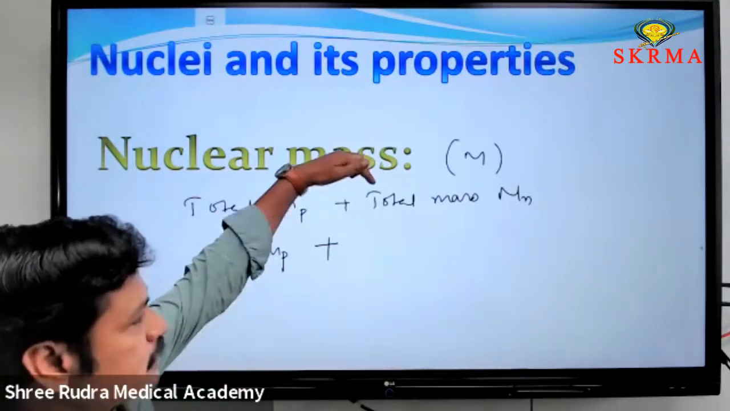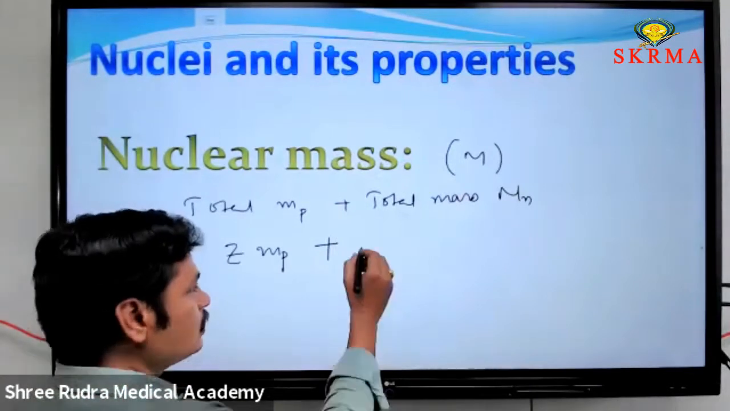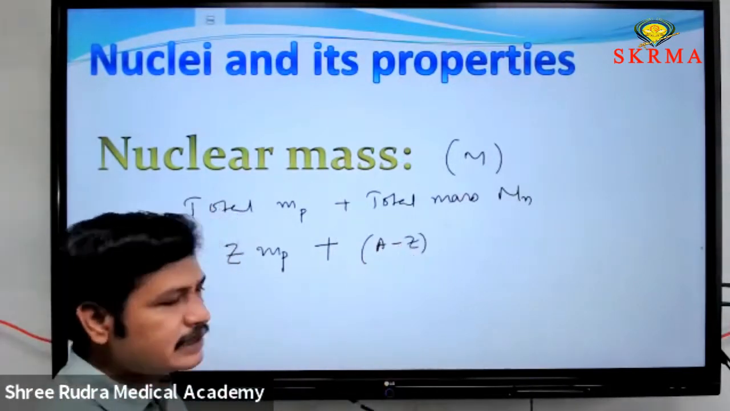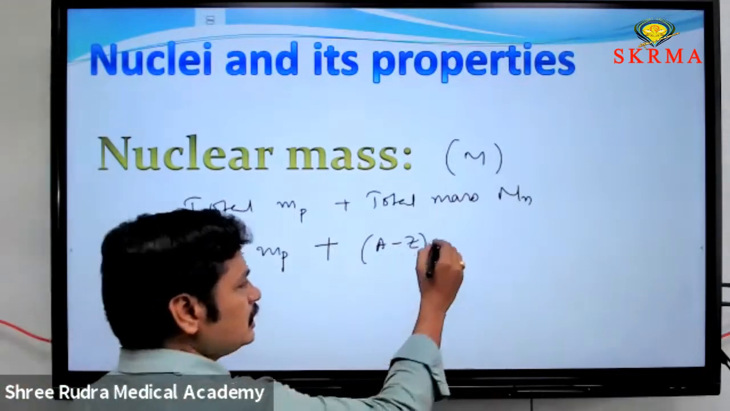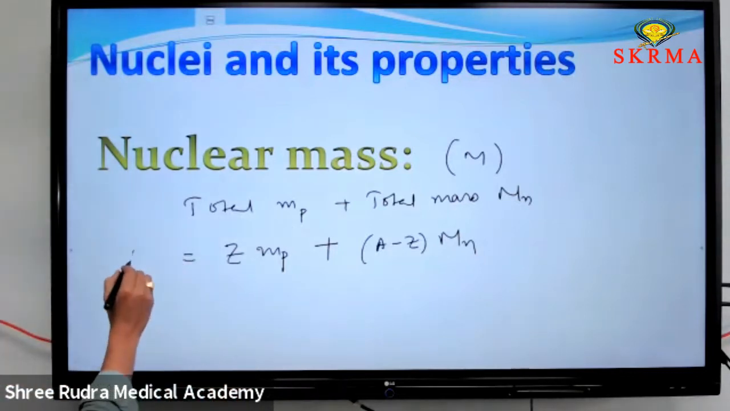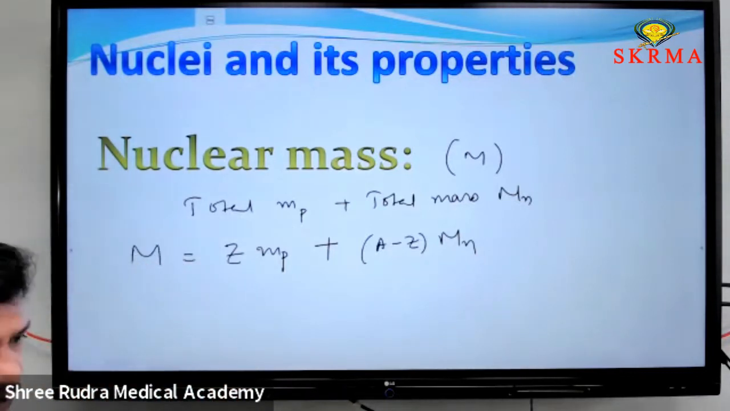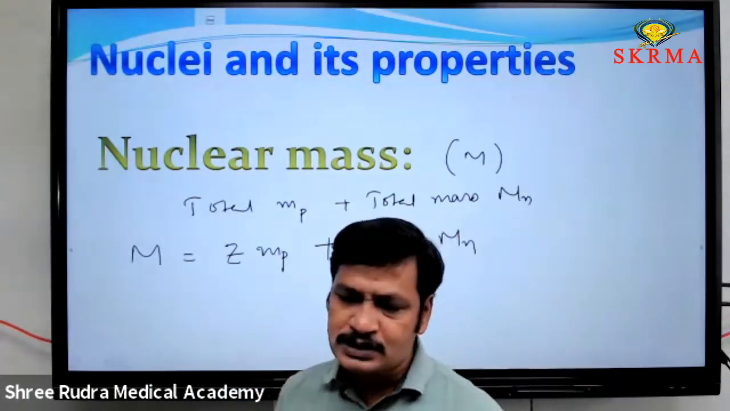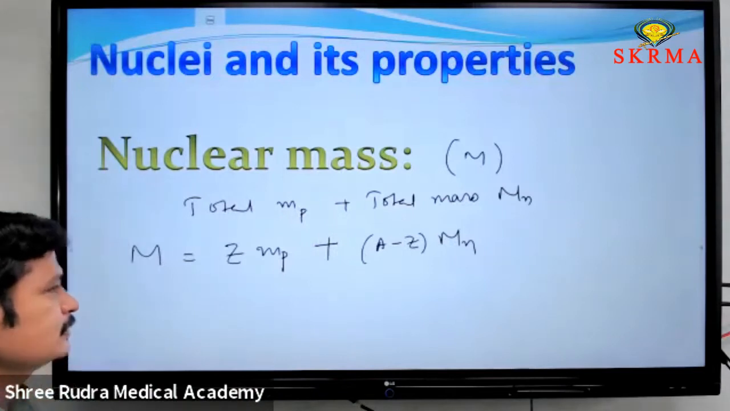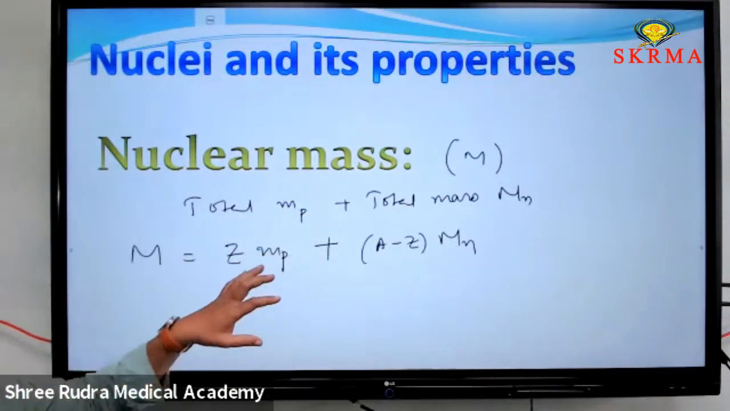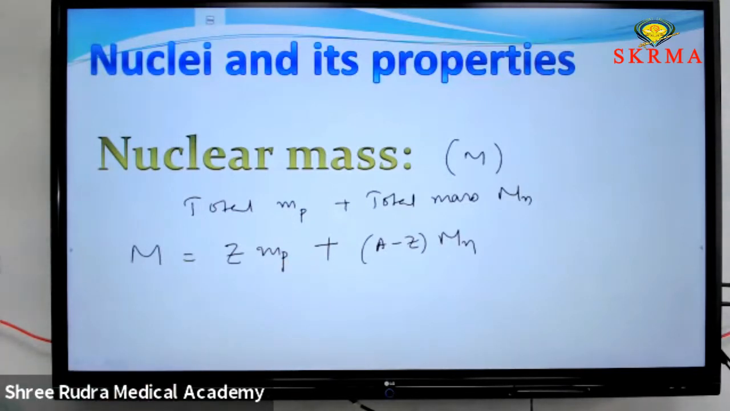The second one is the total mass of neutrons. We already explained that A minus Z number of neutrons are inside the nucleus. Each neutron mass is Mn. This is the total mass of the nucleus, meaning the mass of the nucleus is nothing but the sum of masses of individual nucleons. The nucleons are protons and neutrons. This way Z Mp plus (A minus Z) Mn is the total mass of nucleus.